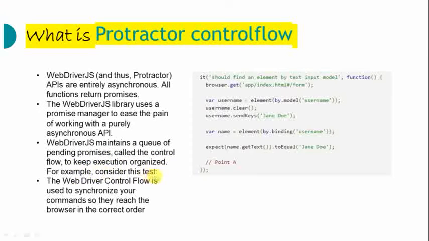For example, consider this test. This test has to be executed in a sequential manner in order to produce the result. Everything will get executed sequentially. But if there is a method used which returns a promise, it will automatically go into the control flow. Everything will go into the control flow and be executed in sequential manner.